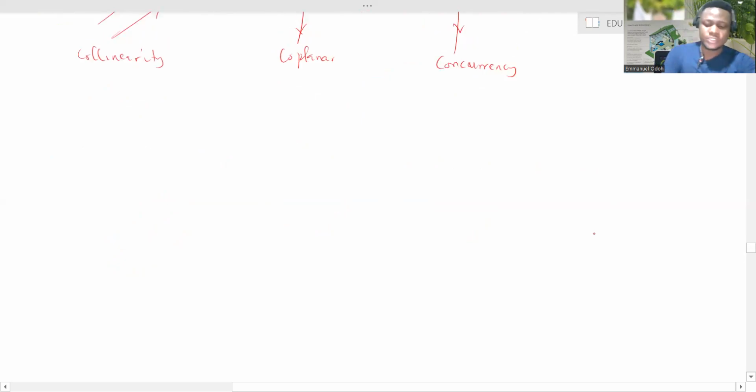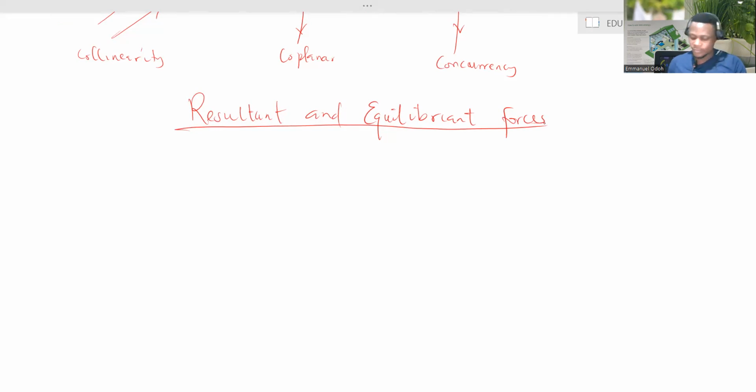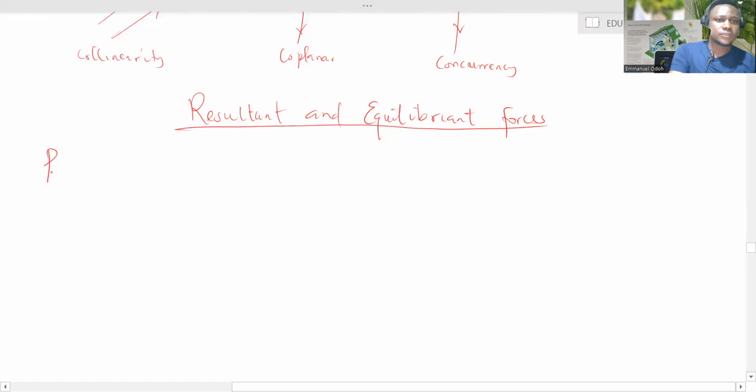Another important thing we'll need to know before solving problems is we need to differentiate between resultant forces and equilibriant forces. So what are equilibriant forces and what are resultant forces? Now, we'll begin with the resultant force.